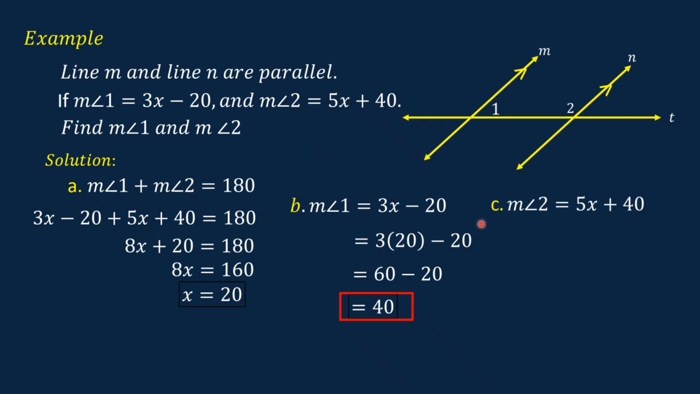It is given that the measure of angle 2 is equal to 5x plus 40. We substitute 20 for x. This is now equal to 5 times 20 plus 40. 5 times 20 is equal to 100, and 100 plus 40 is equal to 140. So the measure of angle 2 is equal to 140. If we add 40 to 140, we get 180. So angle 1 and angle 2 are really supplementary angles.